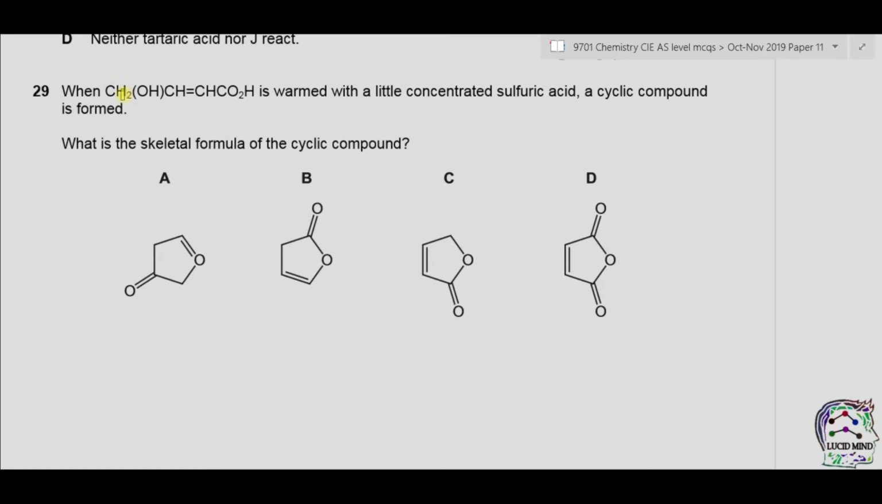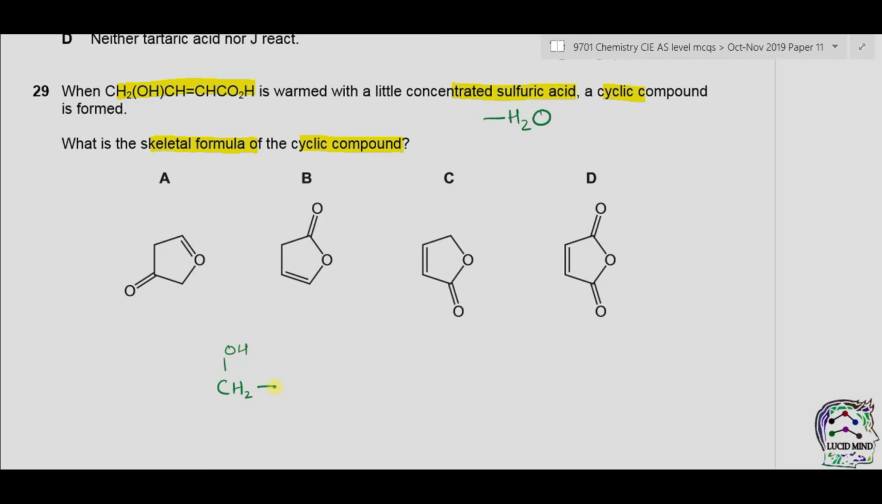Question 29. When this compound is formed with a little concentrated sulfuric acid, a cyclic compound is formed. What is the skeletal formula of the cyclic compound? Now we know that concentrated sulfuric acid is a dehydrating agent, so it will remove water from this compound. Let's see how the cyclic compound is formed.